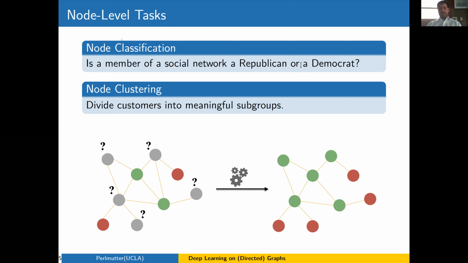Alternatively, you could have node clustering, which would be the unsupervised learning version of this task, where you might be, say, a business, and you want to split up the members of Facebook into different meaningful subgroups and maybe market different products to the different subgroups.